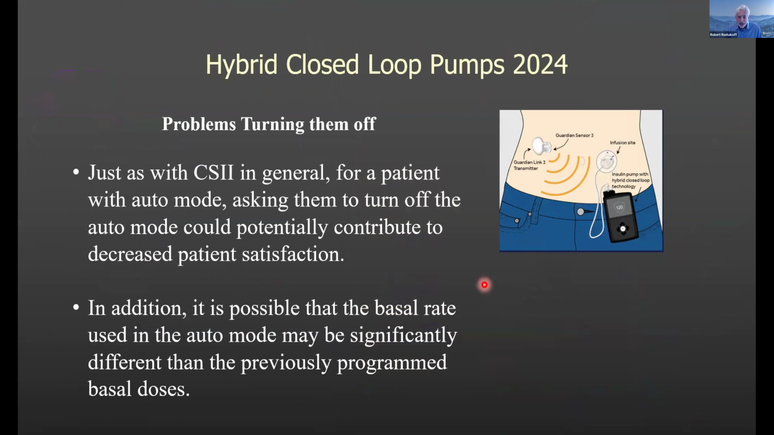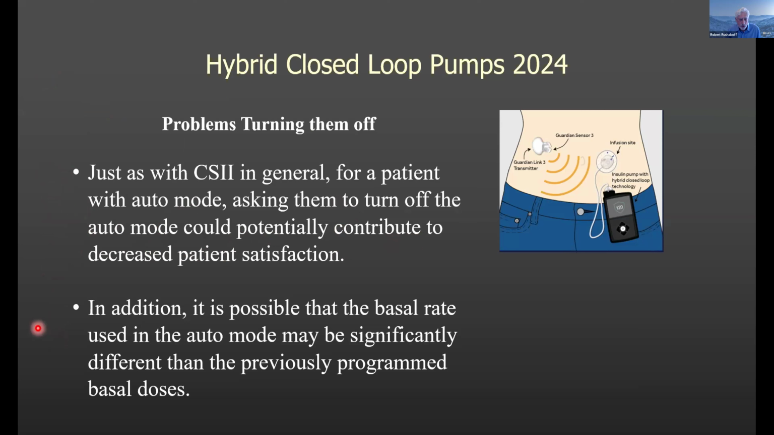Historically, which means like 2 years ago, we would say that people on hybrid closed loop pumps, when they come into the hospital and have surgery, should have them turned off and put into their regular off mode. So it would be turn off the hybrid mode and use it in a manual mode. That would be absolutely the worst thing you can do. In general, patients do well on auto mode, and you already heard about patient satisfaction. You'll have really bad patient satisfaction.